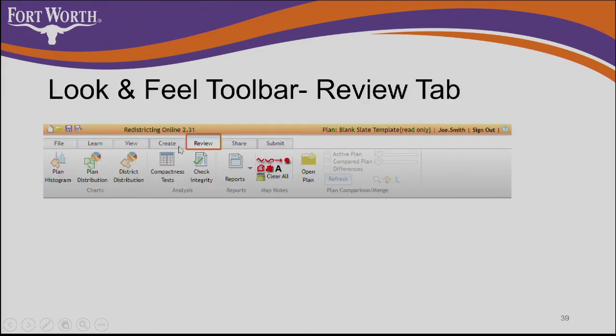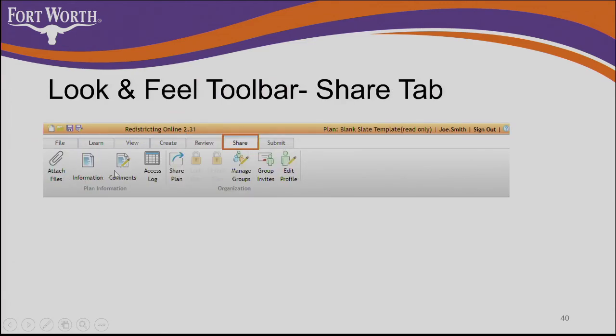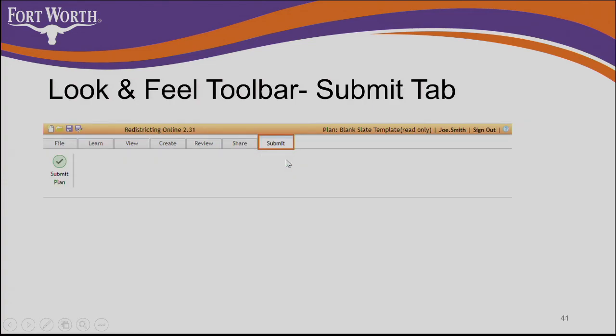Then the Review button. This is where your data checks come in, the integrity check, as well as the compactness tests. And you can also see plans for your demographic information. Then the Share tab. This is where you can manage your groups and your profile. And then the Submit button. This is how you submit your plan to city staff.